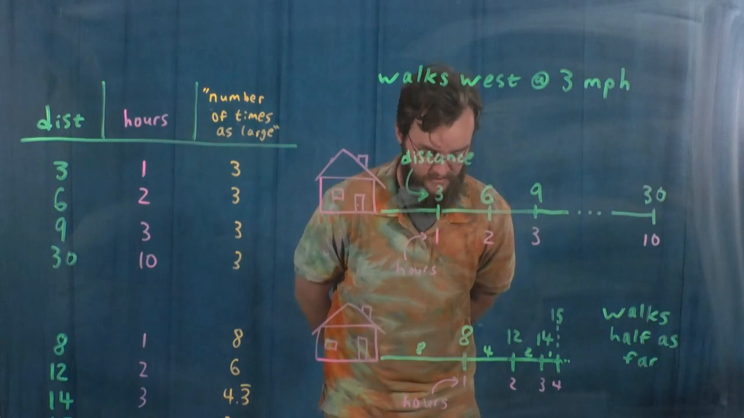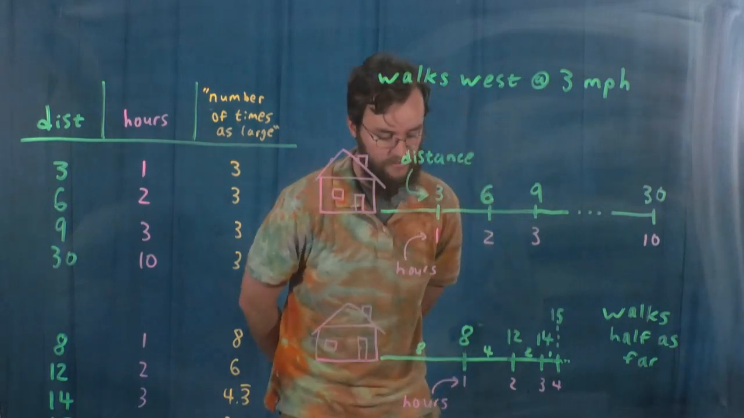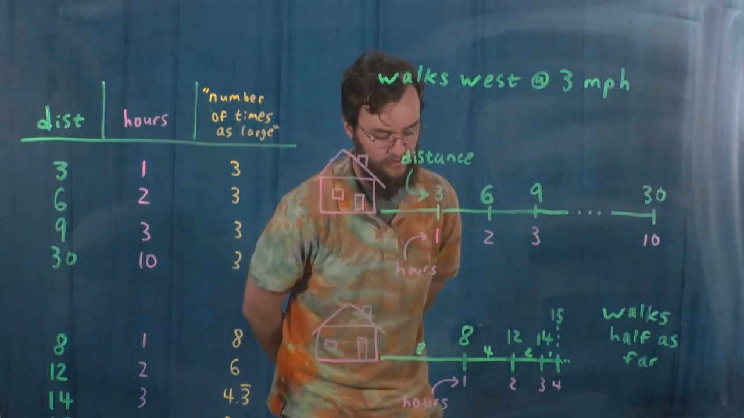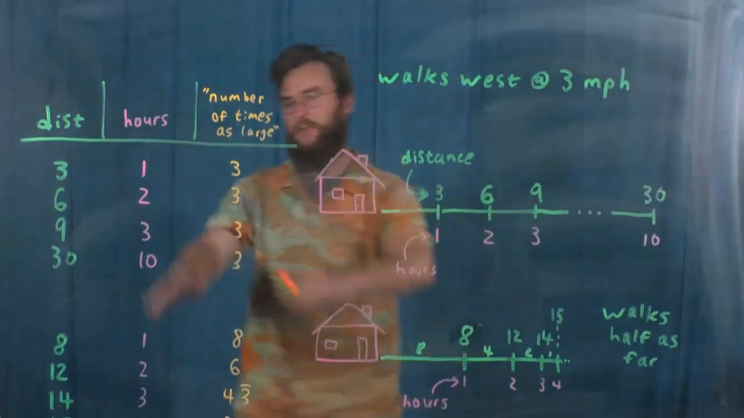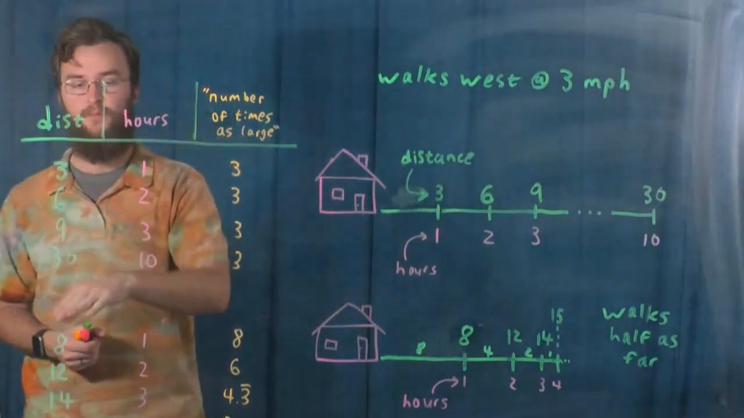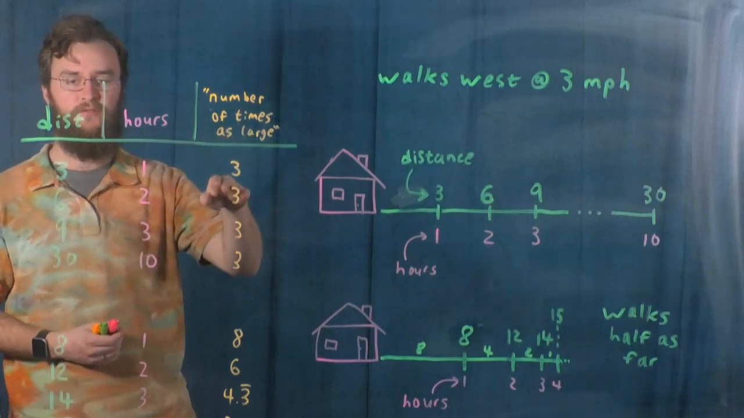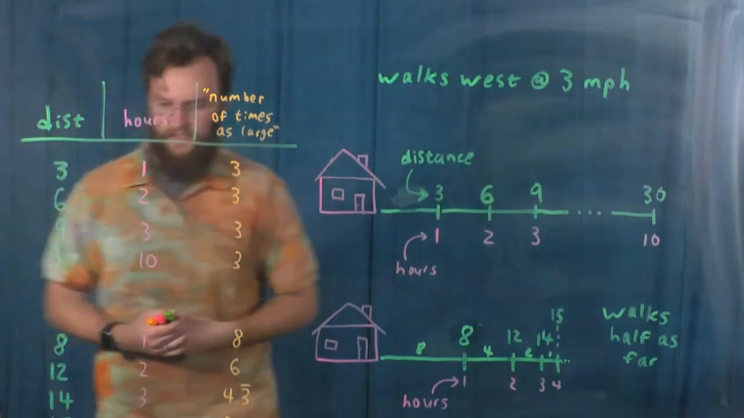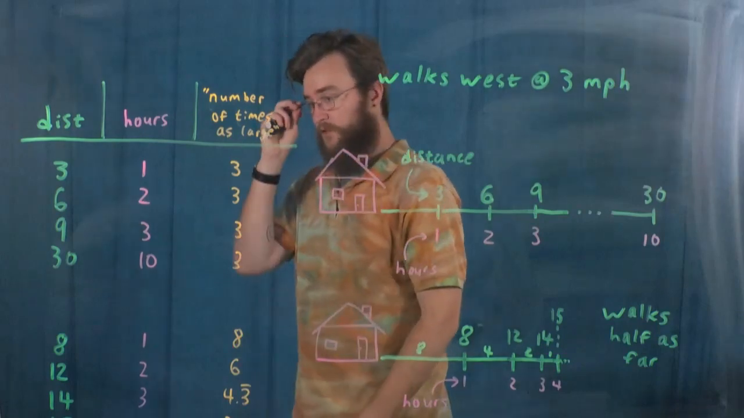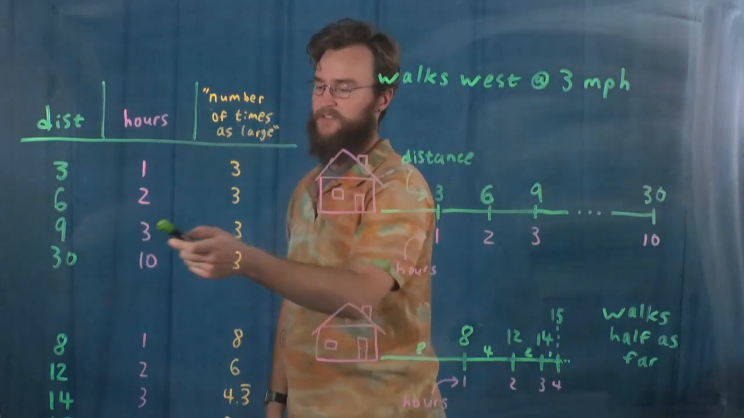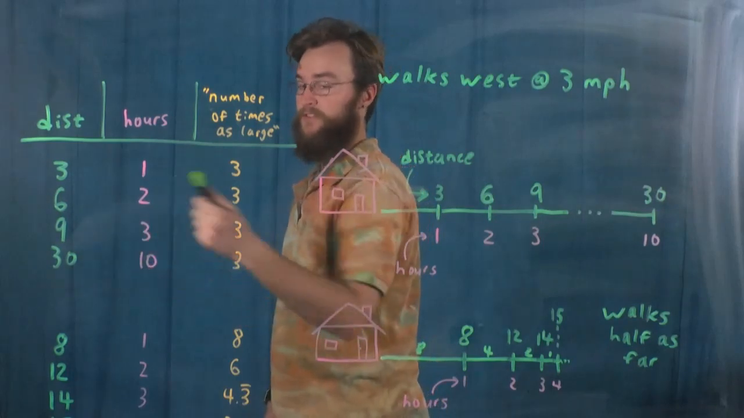So if we look at the other yes answer, it says the distance walked is always the same number of times as large as the hours Levi has been walking. And so we can just draw a chart here. So one column we have distance, other column we have hours, and then a third column we have number of times as large. So for example, in this first scenario, it's all 3s because, well, 9 is 3 times as large as 3, 30 is 3 times as large as 10, 6 is 3 times as large as 2, so on and so forth.